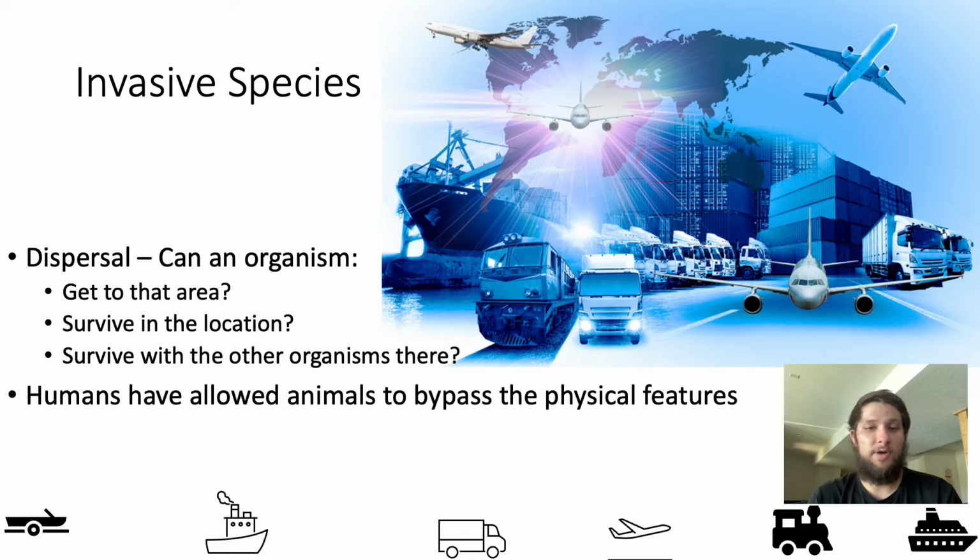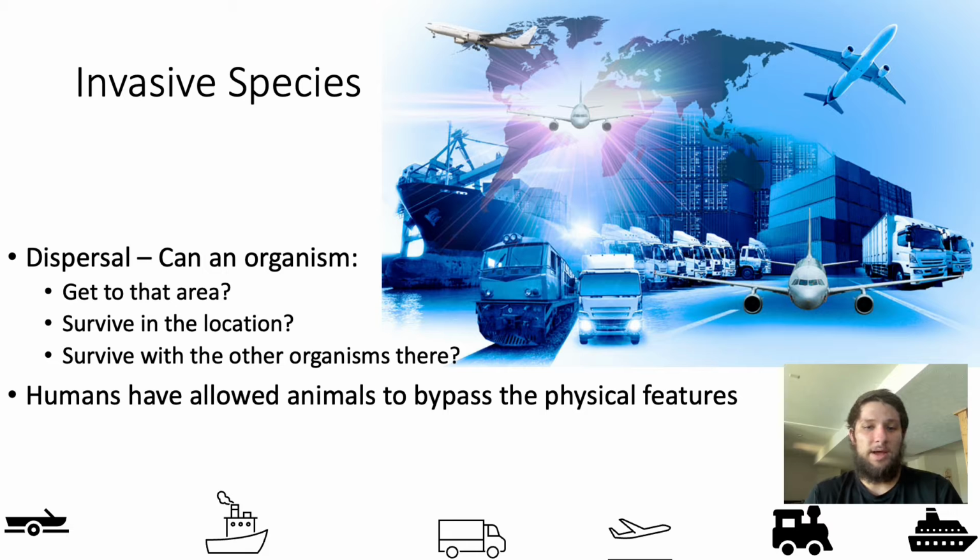Can the organism survive with the other organisms already there? What adaptations does it have, if any, that will allow for the organism to not become easy prey? So this is how can it combat the predators in the area.